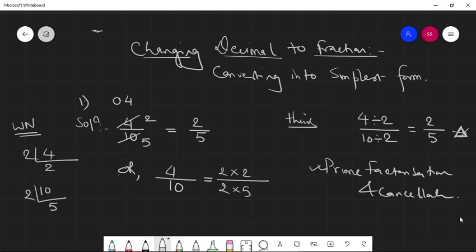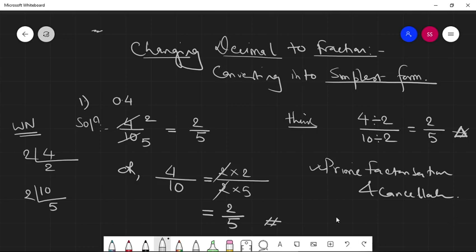After this process, because all are in product form in the numerator and denominator, you can cancel the same number. So 2 and 2 can be cancelled. The remaining numbers you can multiply in the numerator and denominator, but here they are single digits, so simply you can write 2/5, which is called the simplest form of the decimal.